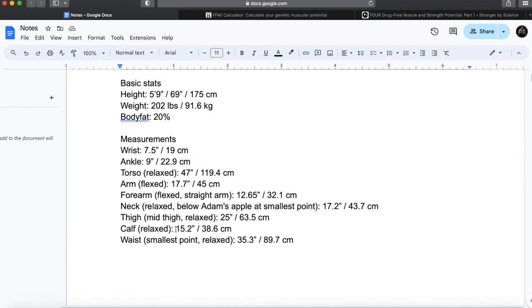Calves, 15.2, so much smaller than my arms and my neck, just crazy. That's probably my biggest weak spot. It used to be quads, but I would have to say at this point now, calves are pretty obviously my new champion for biggest weakness. Waist at the smallest point relaxed, 35.3 inches. I don't have a small waist by any means.